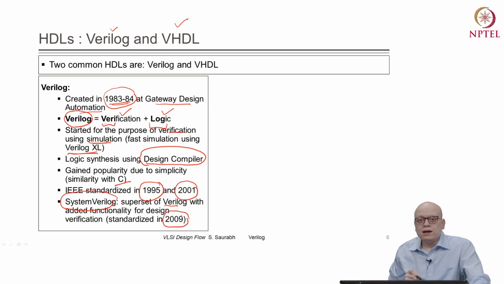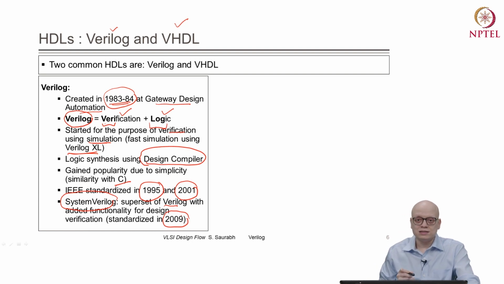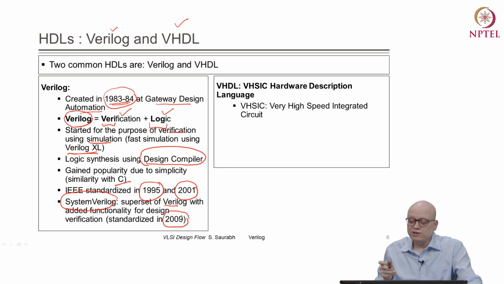Currently, Verilog and SystemVerilog are the most popular hardware description languages for design and verification, and according to one estimate, almost 80% of chip designing or digital circuit designing is done using Verilog or SystemVerilog. Another popular language is VHDL.